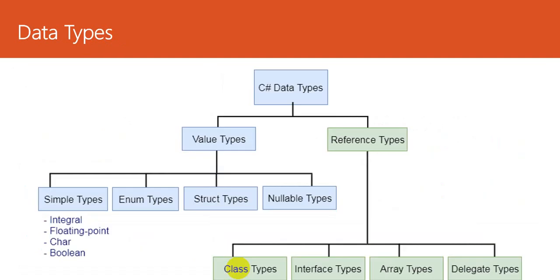Similarly, reference types are those types that, instead of storing a value, store the memory location or address of that type. So we call them reference types. We will discuss reference types in later lectures. Reference types are classes, interfaces, arrays and delegates.